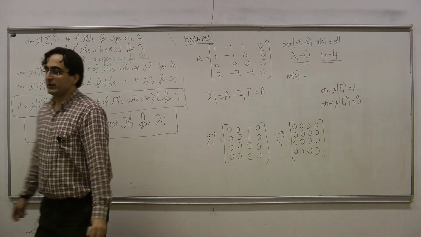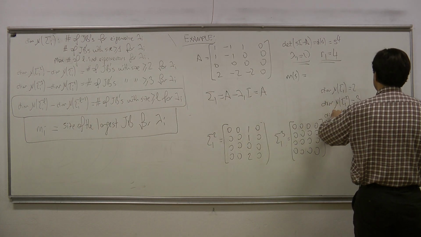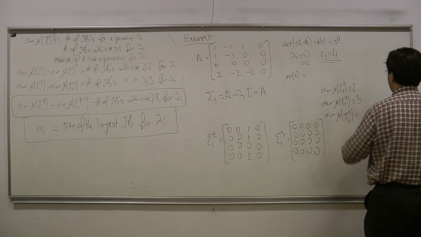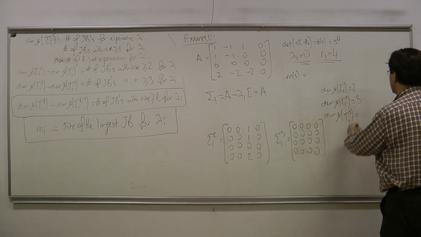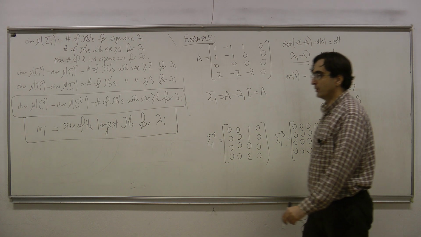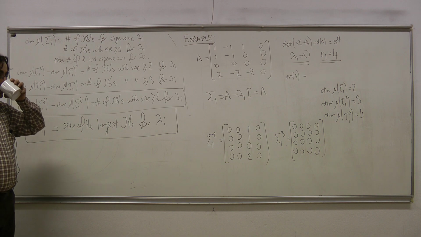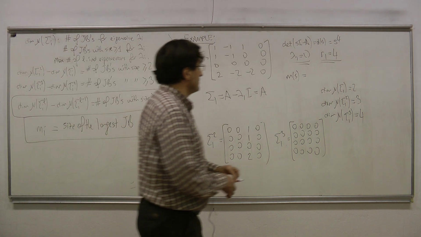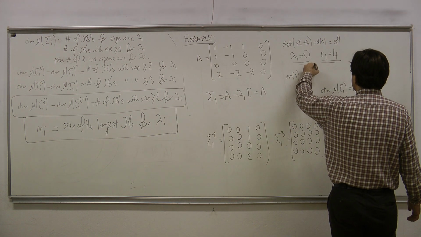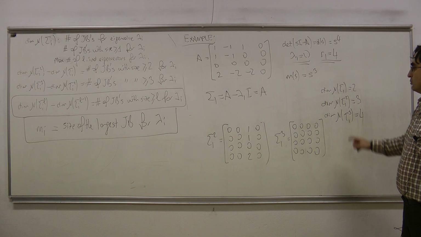So now what about the null space dimension? Null space of sigma 1 cube. Dimension of this should be 4 because rank is 0 and this is 4. So now we reach the largest possible dimension. That means that the minimal polynomial should be S cube. This should be M1.